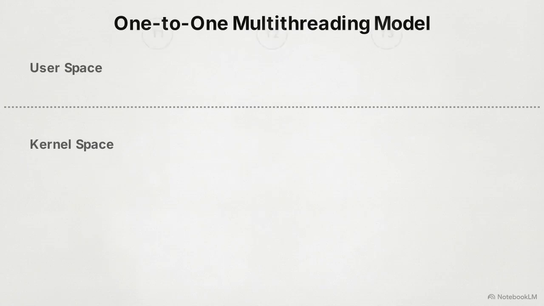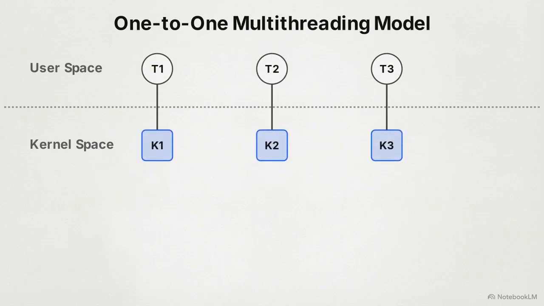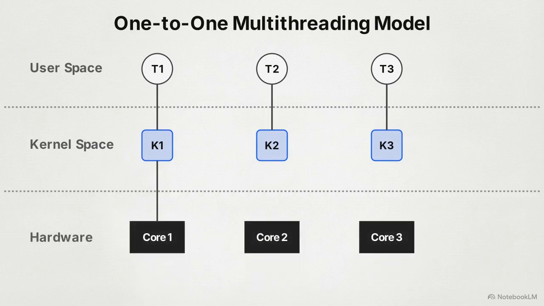Each user thread maps directly to its own dedicated kernel thread, bypassing the bottleneck entirely. This architecture provides true parallelism. The operating system schedules each kernel thread onto a separate physical core, allowing multiple parts of the application to execute simultaneously. If one thread blocks to wait for an I/O operation, the operating system simply lets the other independent kernel threads continue their processing without interruption.